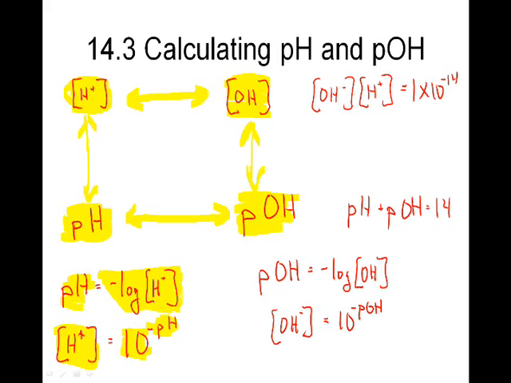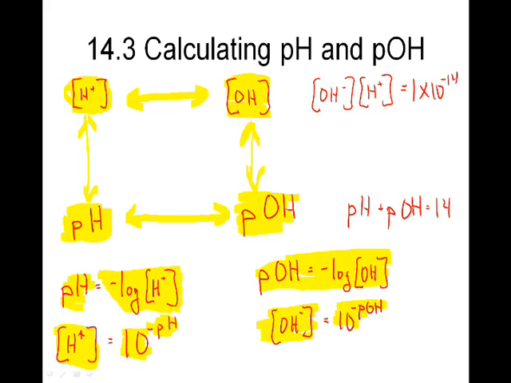You can do the same calculation for pOH. If you have hydroxide ion concentration, you can calculate pOH by taking the negative log of that hydroxide ion concentration. Or if you want to know the hydroxide ion concentration, you can find it by taking 10 and raising it to the negative pOH. So keep that in mind.